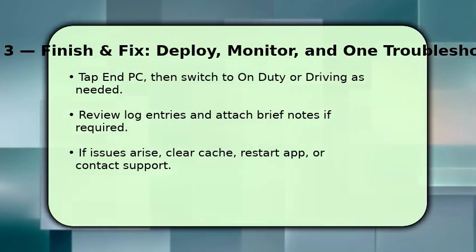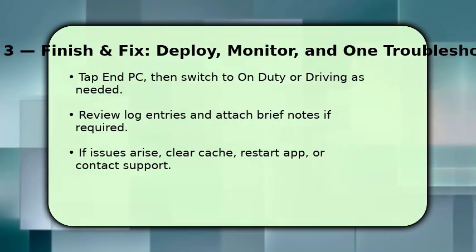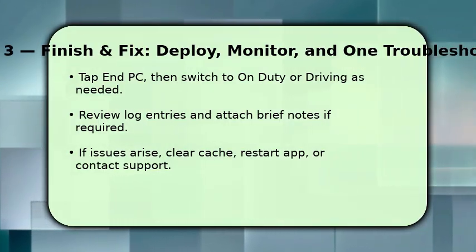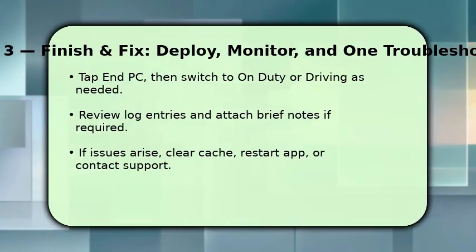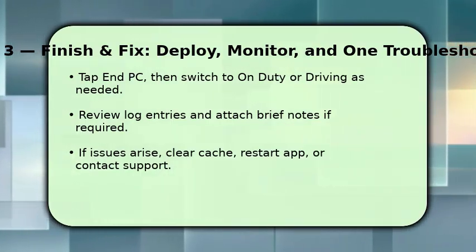To finish, tap End Personal Conveyance and immediately choose the next appropriate duty status, on duty or driving, so your HOS continues correctly. Once ended, review the log entry for start/end times and attach a short note explaining the movement if company policy demands it. This helps auditors and dispatch.